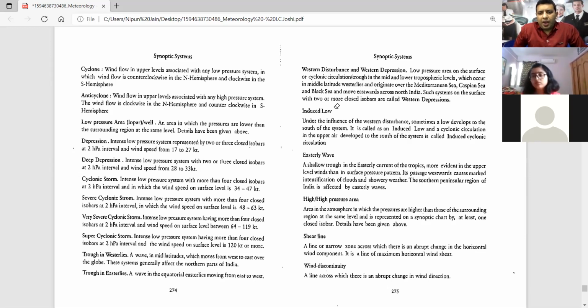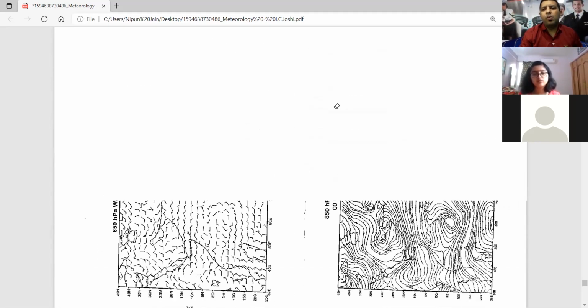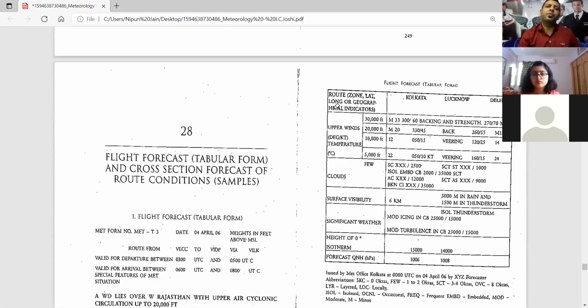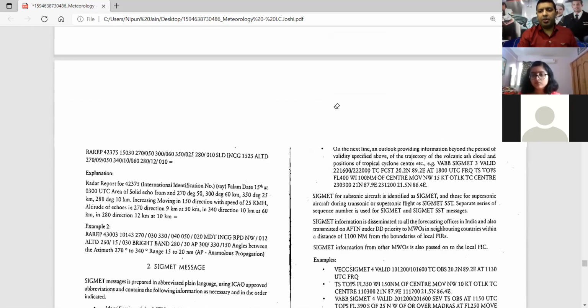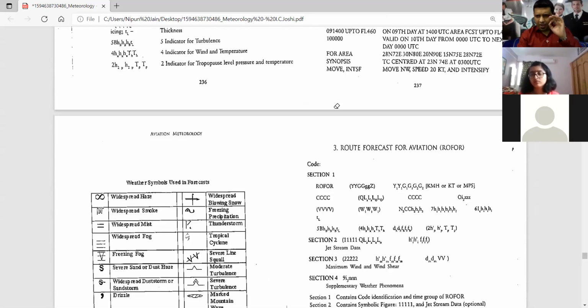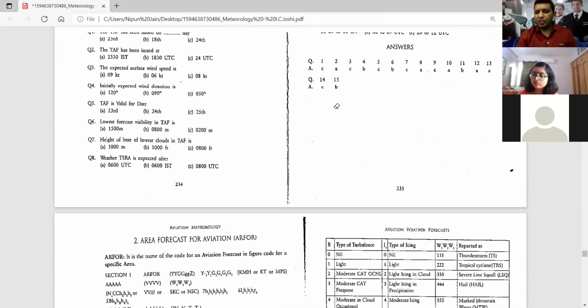Others we'll cover later when we come to wind systems and pressure systems of India. Then we'll cover deep depressions, cyclonic storm, troughs, induced low, easterly wave, high pressure area, shear lines, wind discontinuity. There are a lot of technical things that you need to know. If you just read the chapter and do the questions, you will be able to get through the exams. But in order to become an airline pilot, each and every minute detail should be inside your mind. That is when you get an airline job.